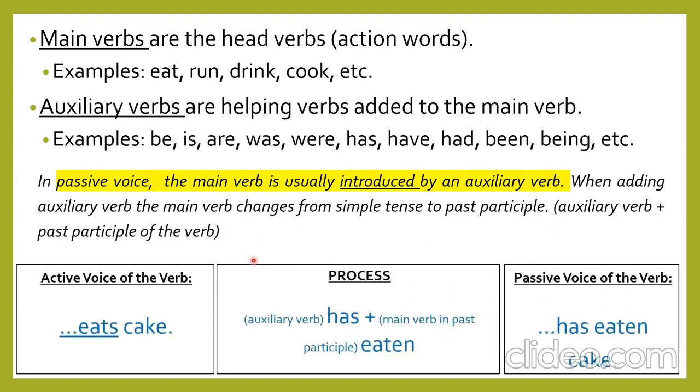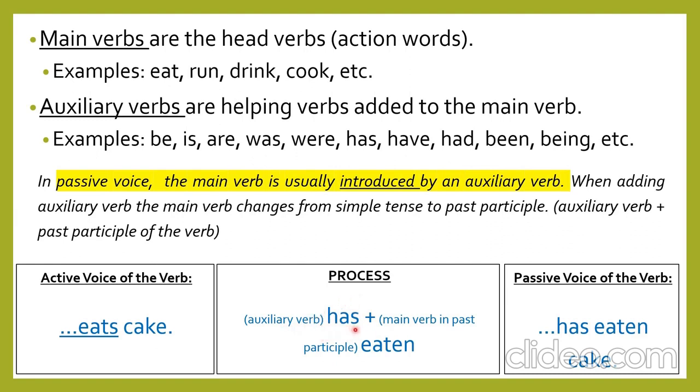Okay? Now, this is the example. For example, in active voice the verb is eats. This is an example of a main verb because it's an action word. You can actually perform eat. You can eat. You can do that action. Now, how do we process the auxiliary and the main verb? Again, the auxiliary verb comes before the main verb.